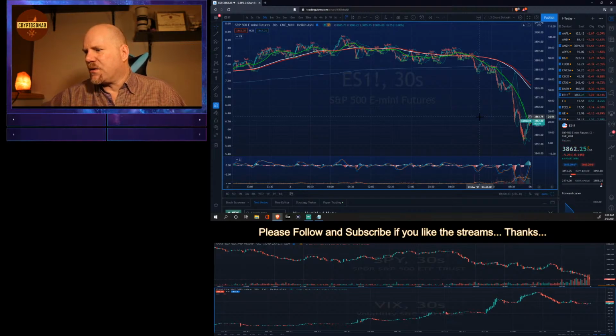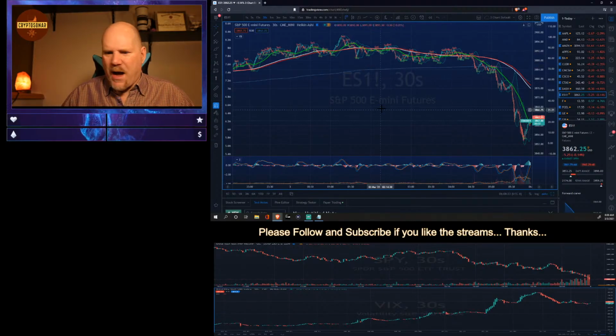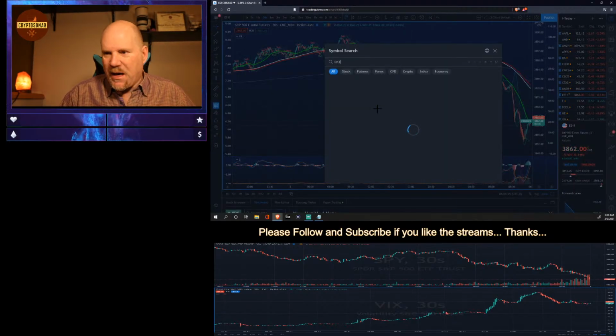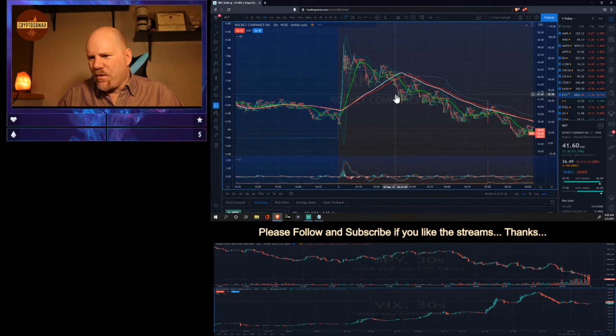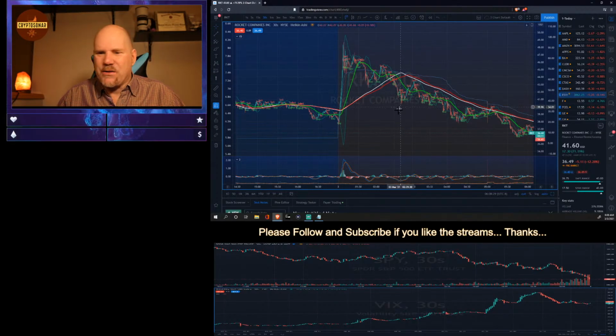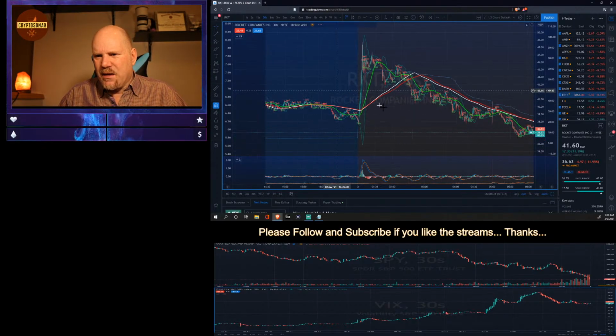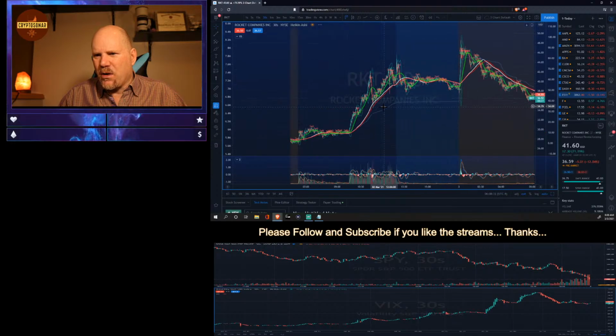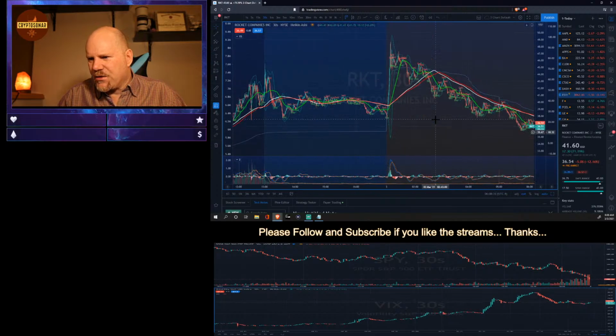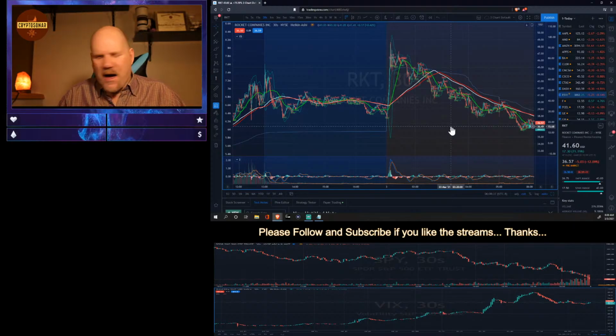Some of the things we want to take a look at: Rocket. Rocket was something that went up big time yesterday. If you're holding that overnight, I've got some not so great news for you. It did open up a little lower in the pre-market, and it's looking down about 5 points or so, to 36.55 is where it's trading right now.